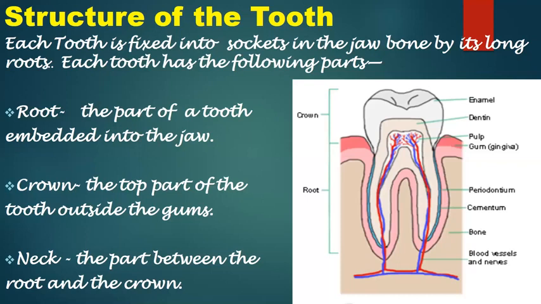Let's talk about the structure of the tooth. Each tooth is fixed into sockets in the jawbone by its long roots. Each tooth has the following parts. It is divided into 3 basic parts. The root, the part of a tooth which is embedded inside the jaw. The second part is the neck part, which is the part between the root and the crown. And the last part is the crown, the topmost part of the tooth outside the gums.